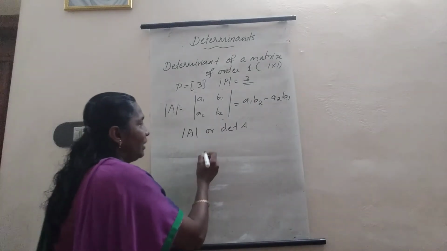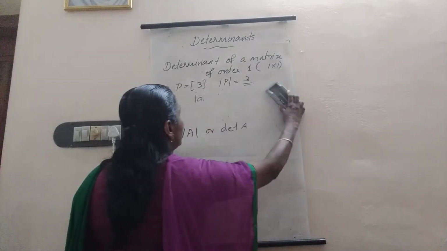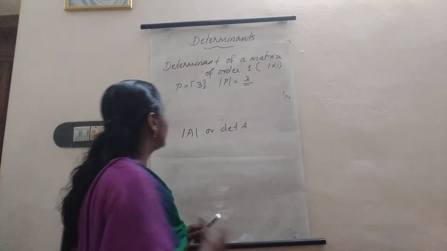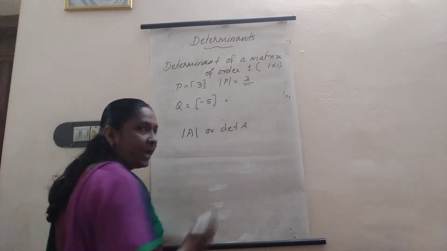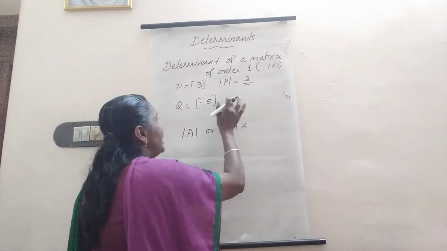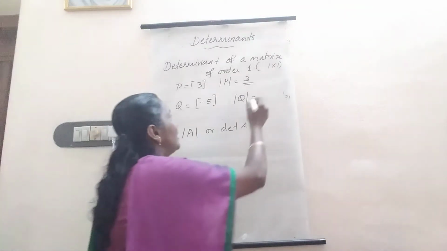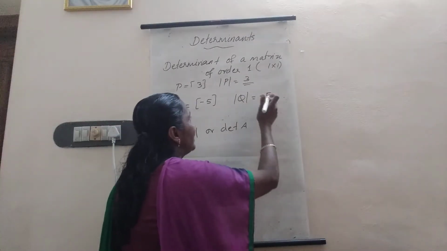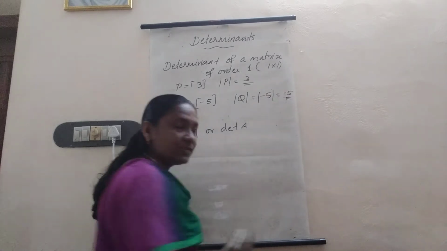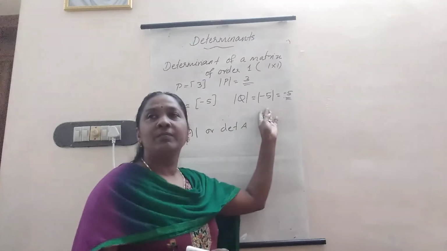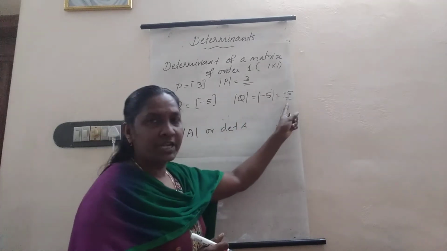Then if Q is another matrix, minus 5, then determinant Q is what? Minus 5 itself. It is not modulus value. It is determinant. Determinant and modulus are different. So determinant Q is minus 5 itself.